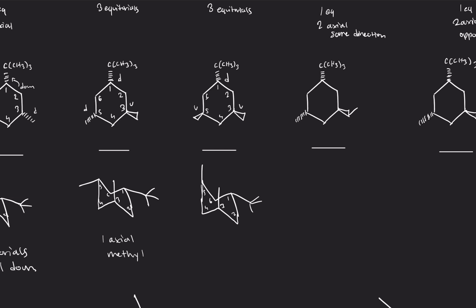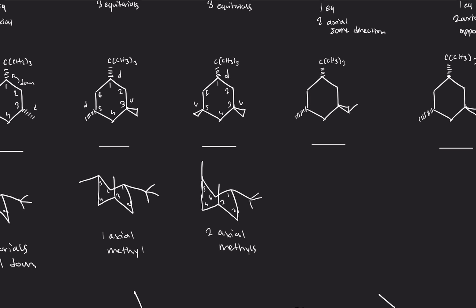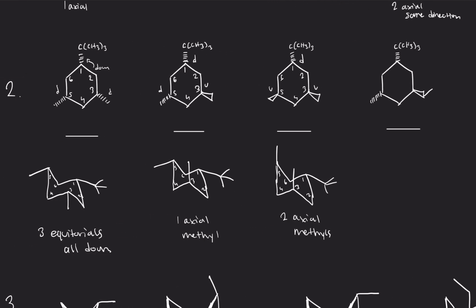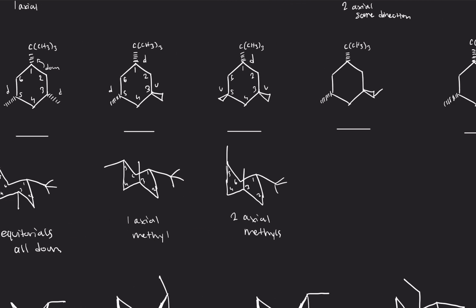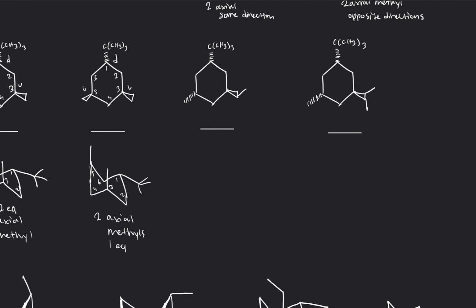Okay. Sorry. So here I have 2 axial methyls. And yeah. So this is actually 1 axial methyl, 2 equatorials. And so this next chair, or next cyclohexane, I have a down, up, down, then number it.